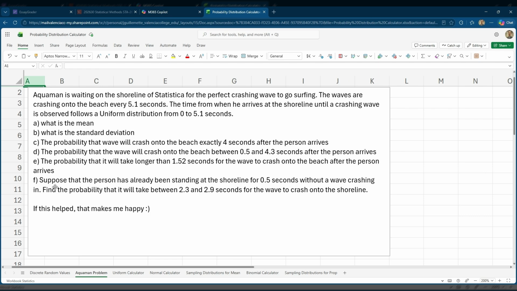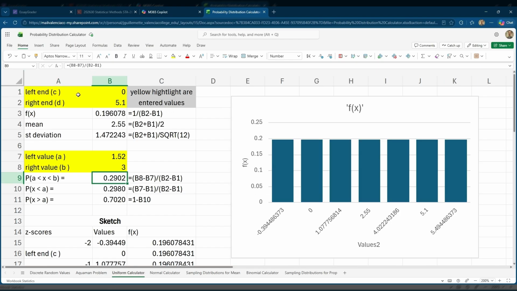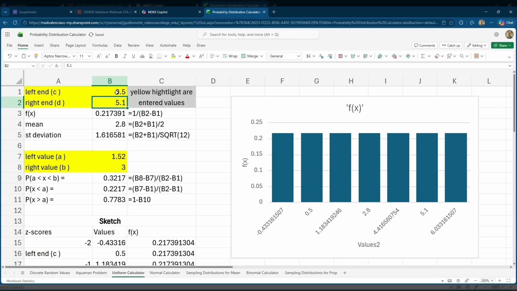Now, this one I thought was really interesting. I saw this in a book. Suppose that the person has already been standing on the shoreline for half a second without waves crashing in. Find the probability that it will take between 2.3 and 2.9 seconds. Now, this is really interesting because it's no longer starting at 0. It's actually starting at half a second. All of the area now, all of the probability is between half a second and 5.1 seconds.